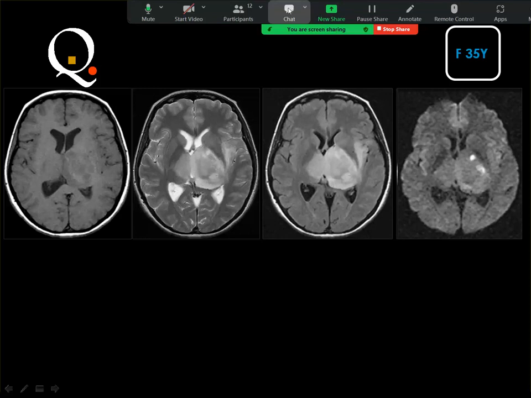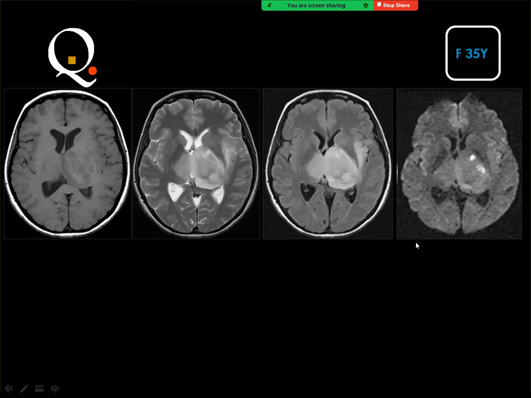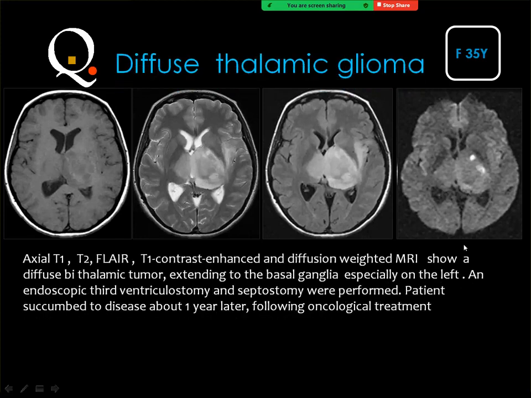Okay, and this is of course the neoplasm. As you can see, there are two big masses in the region of the thalami that are more sizable on the left side with no diffusion restriction, and this is known as diffuse thalamic glioma, or diffuse midline glioma, which can involve also the brainstem.